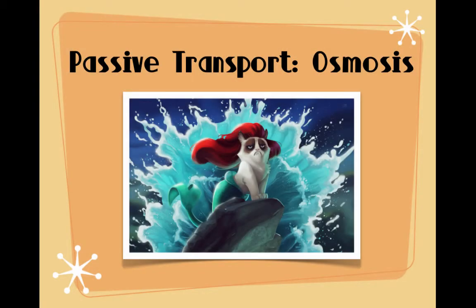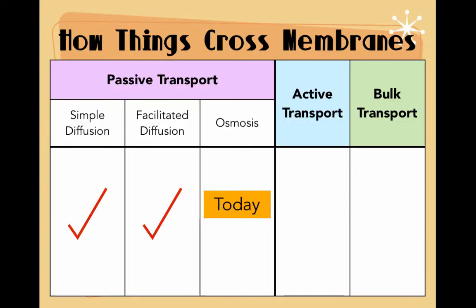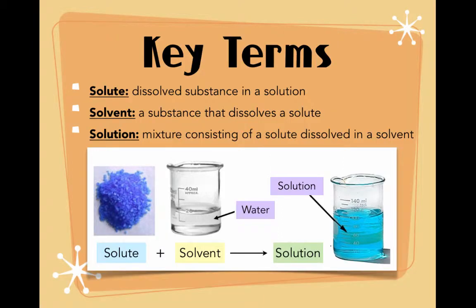This lesson is about osmosis. Osmosis is a type of passive transport, which is one of the three types of cell transport. There are some key terms that you should know, the first of which is a solute. A solute is a dissolved substance in a solution.